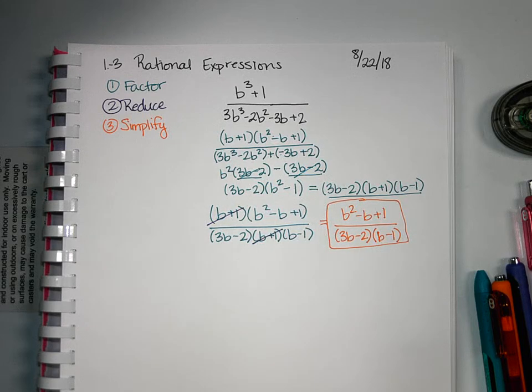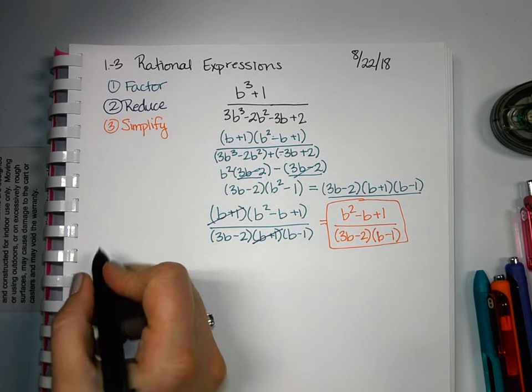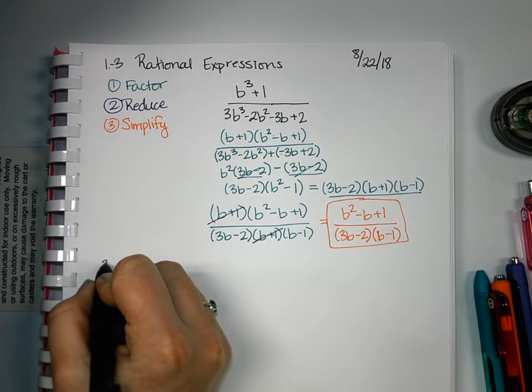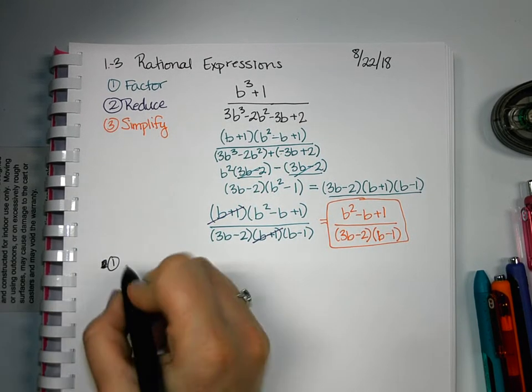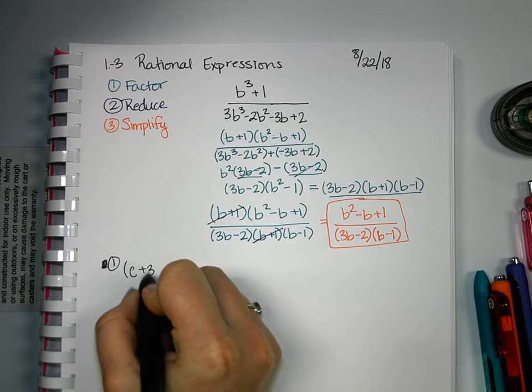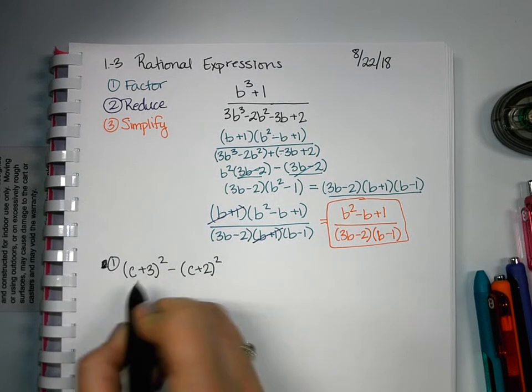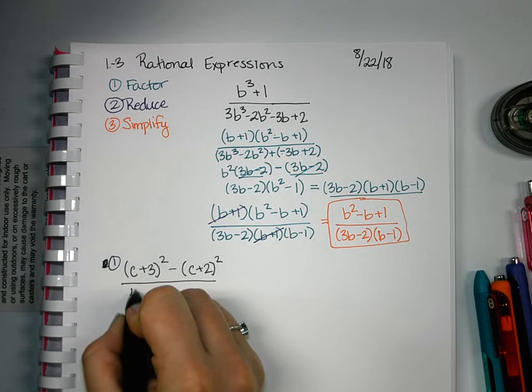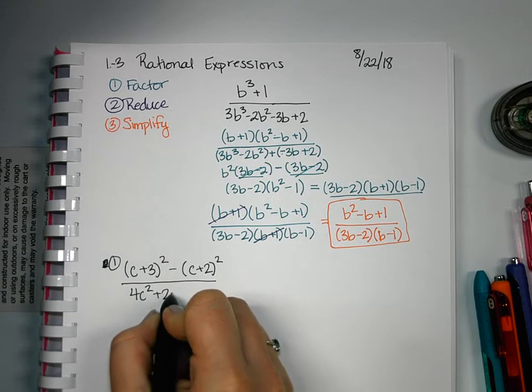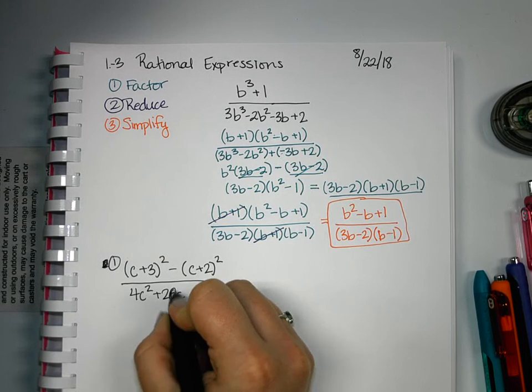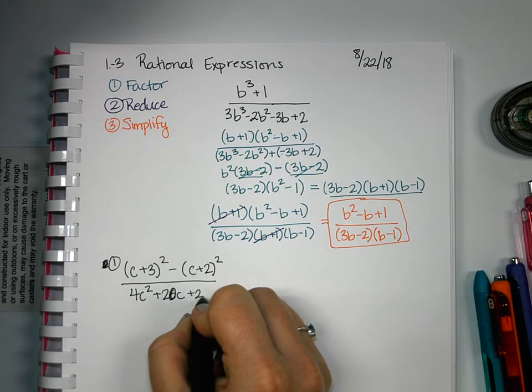So we're going to go through, let's see, 1, 2, 3, 4 more examples to make sure we've got this. So our next one, actually I should say number 1, is (c plus 3) squared minus (c plus 2) squared, all over 4c squared plus 20c, make that a bigger 0, plus 25.